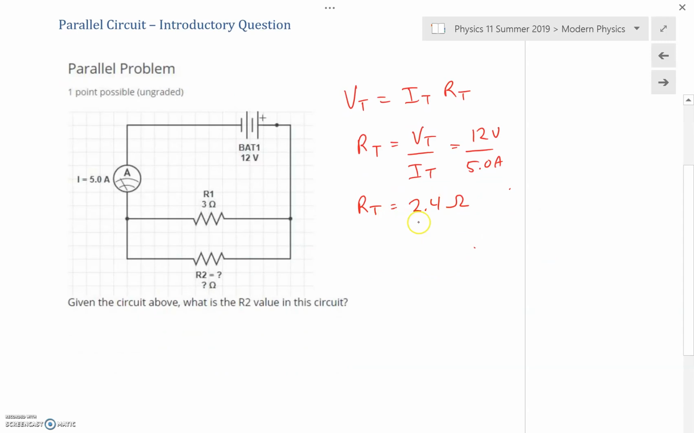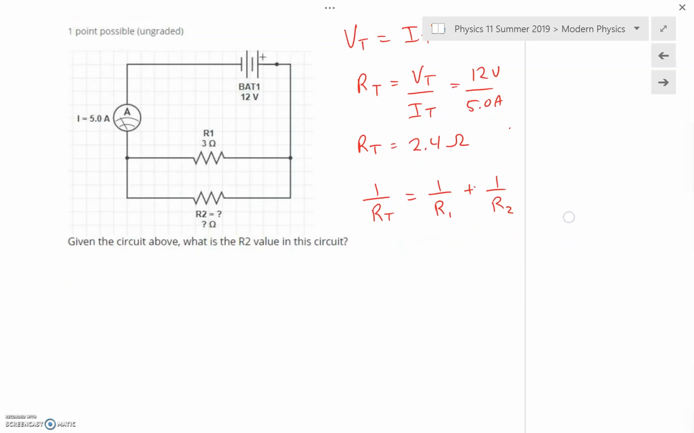Now that we know the total resistance, we can take the idea that 1 over the resistance total is equal to 1 over resistance 1 plus 1 over resistance 2. In this case, we would rearrange the formula to solve for resistor 2, being 1 over R2 is equal to 1 over RT minus 1 over R1. Substituting in the values for RT, which we calculated above, 1 divided by 2.4 ohms minus 1 over 3 ohms.